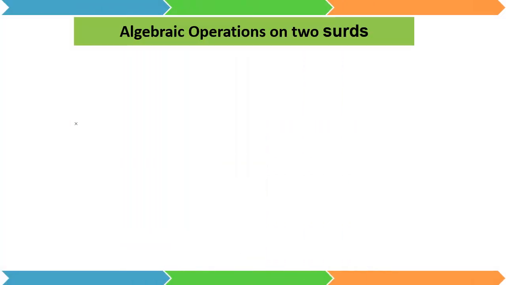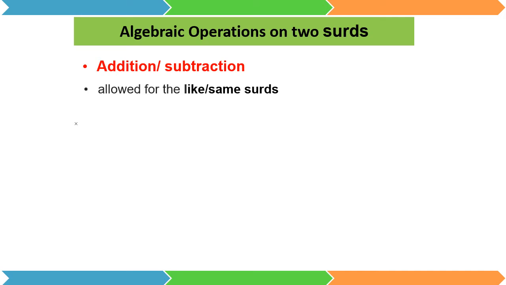Okay, so let's do some algebraic operations on two surds. We have to apply all the rules we've learned before. So, addition and subtraction between two surds. We can do this for like or the same surds, just like the rules we saw before. So add or subtract the number outside the surd, the coefficient of the surds.